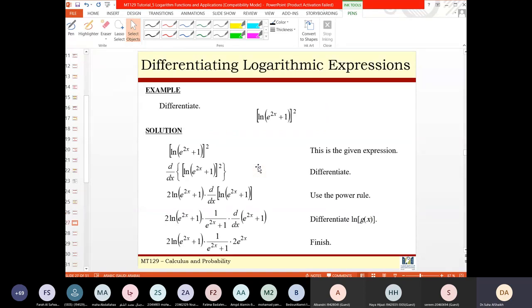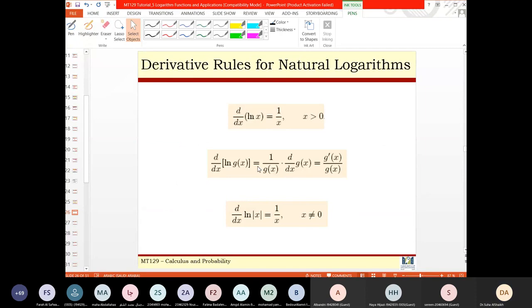Now the derivative of the natural logarithm, the ln. What's the derivative of the ln? The d by dx of the function ln x is equal to 1 over x, simply. If I have ln x dash, this equals 1 over x. The derivative of ln x is 1 over x.